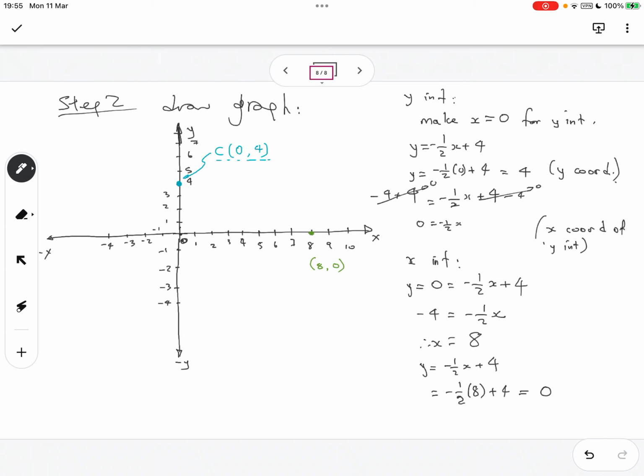So indeed, our graph moves something like this. So we'll have a line, and that graph, we finish off by writing the actual relationship, the function, the rule: y equals negative a half x plus 8. My mistake, plus 4. Right? And then the second thing, now that we have the coordinates of the x and y intercepts, we can also find out the gradient.